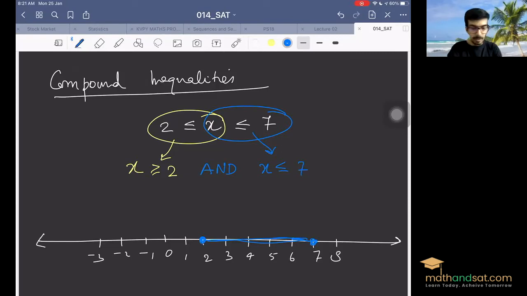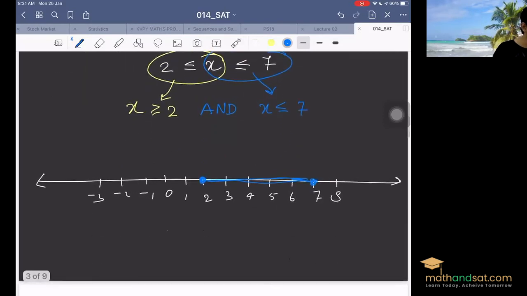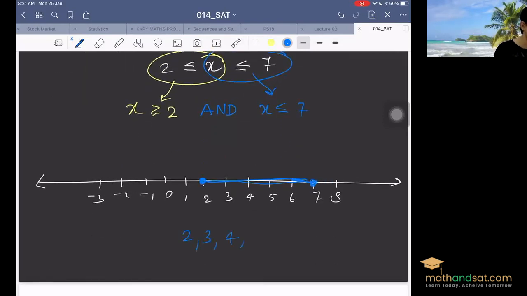I just mentioned how we take the numbers, how we take the inequalities. It's not just 6. Of course, 2 is a solution, 3 is a solution, 4 is a solution, 5 is a solution, 6 is a solution, 7 is a solution. Apart from that, all numbers in between them are also solutions. So how many solutions do we have?